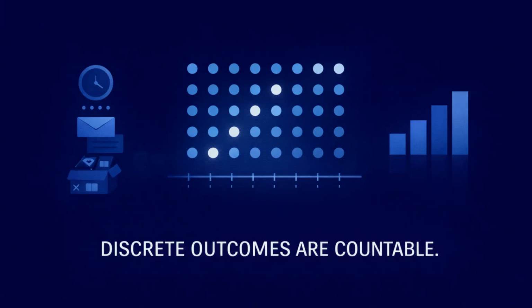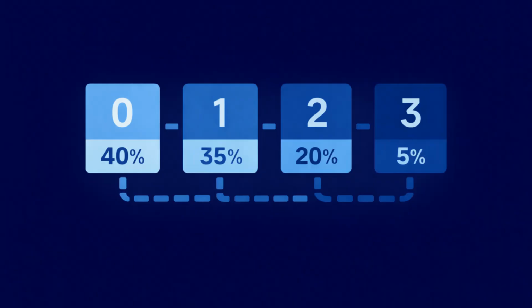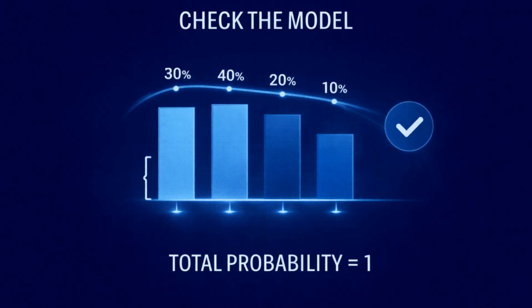all possible outcomes. Now imagine a short quiz where the number of questions missed can be 0, 1, 2, or 3. Based on past data, the probability of missing 0 questions is 40%, missing 1 question is 35%, missing 2 questions is 20%, and missing 3 questions is 5%. This fits a discrete probability distribution because the outcomes are countable and each one has an assigned probability.